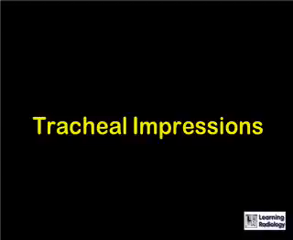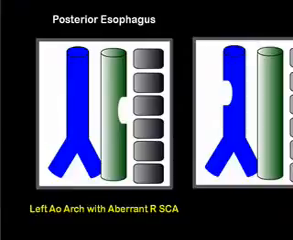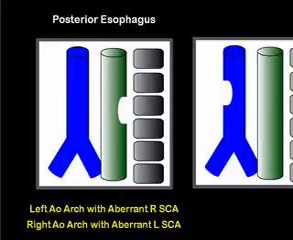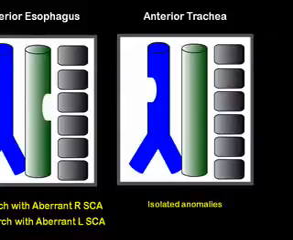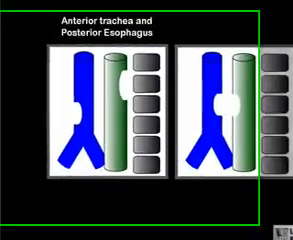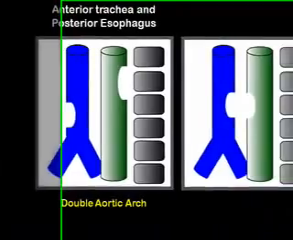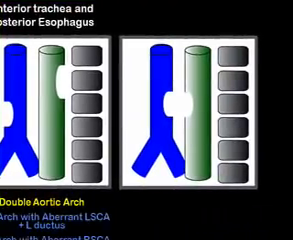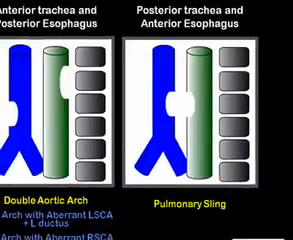Tracheal impressions. A posterior impression on the esophagus, you should think of a left aortic arch with an aberrant right subclavian artery or a right aortic arch with an aberrant left subclavian artery. An anterior impression on the trachea is rare. There are multiple isolated anomalies that are relatively uncommon. An impression on the anterior trachea and posterior esophagus, you should think of a double aortic arch. An impression between the trachea and the esophagus, you should think of a pulmonary sling.